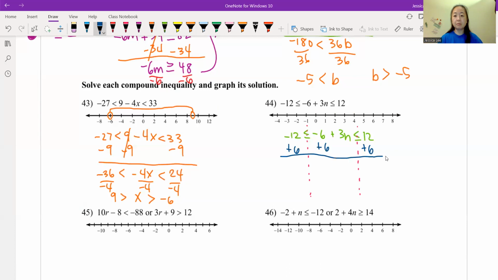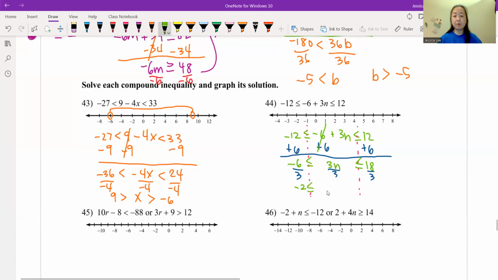And what does that equal? We get negative 12 plus 6 is negative 6, is less than or equal to, cancels out, we get 3n less than or equal to 18. And then we're going to divide by 3. And we're dividing by a positive 3, so we don't have to change the inequality. I think this is the first one we don't have to do that with.